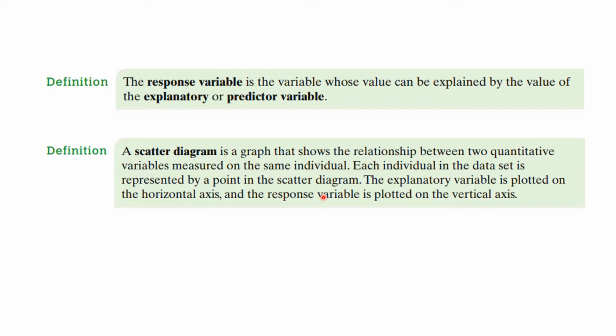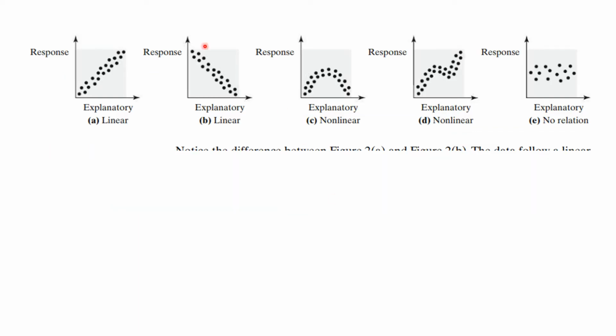So recall from the videos that the response variable is the y, an explanatory variable is the x, and a scatter diagram is where we plot the values of the ordered pairs for each individual. The explanatory variable is plotted on the horizontal axis, that's the x, and the response is plotted on the vertical axis, that being the y. When we do that, we can recognize patterns that indicate a positive linear slope, a negative linear slope, and perhaps something that's not linear at all, or maybe even no relationship.